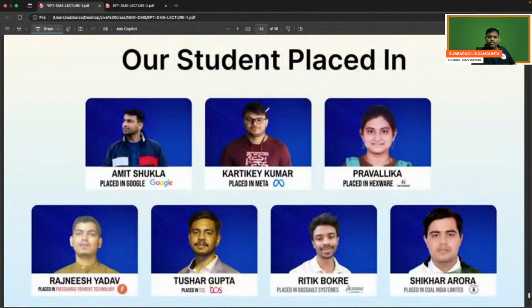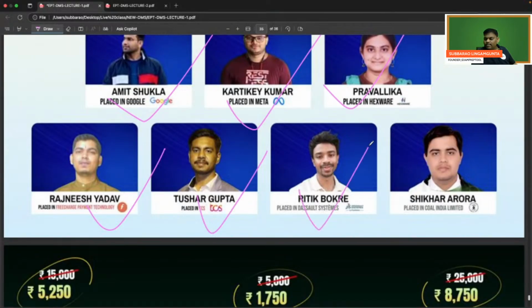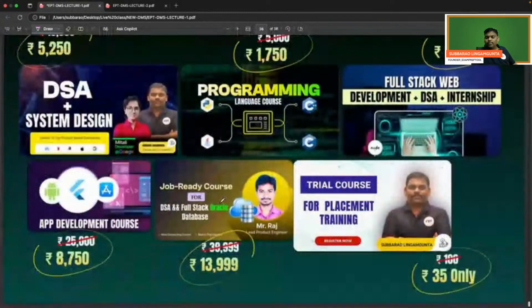So these are our placed students, right? Amit Shukla got Google. Kartikeya got Meta, and Google also, and one more thing is Microsoft also, Pravalika. There are many more people. I can say lakhs of people are there, not one or two. Many students are placed in the big MNCs.